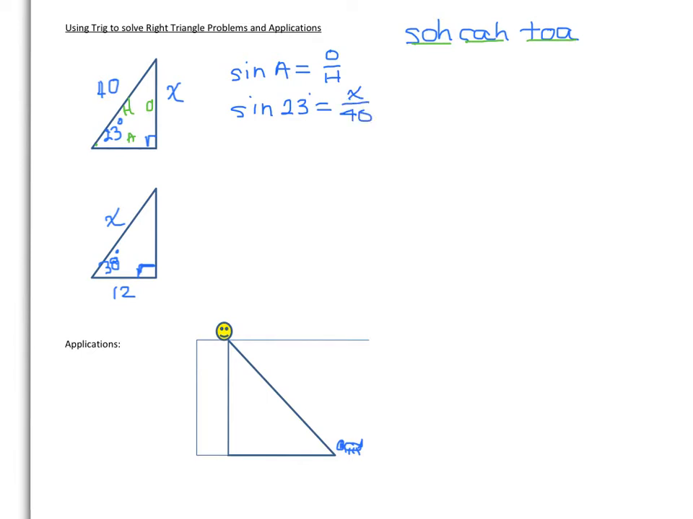And then to solve this problem, you're just going to go ahead and multiply. It's like solving a proportion. We're going to multiply both sides by 40, so they cancel out on this side. And then what you're going to enter on your calculator is 40 times sine 23. You actually don't have to hit the times on your calculator. It will understand. And you should get 15.63 for your answer. Okay?